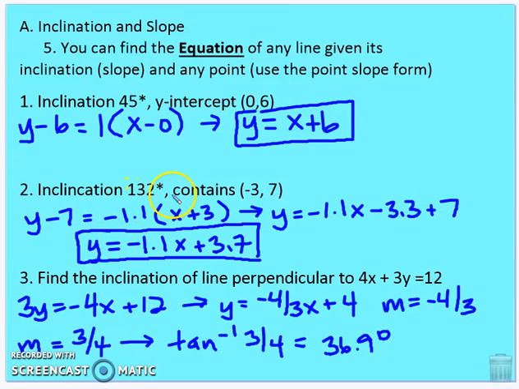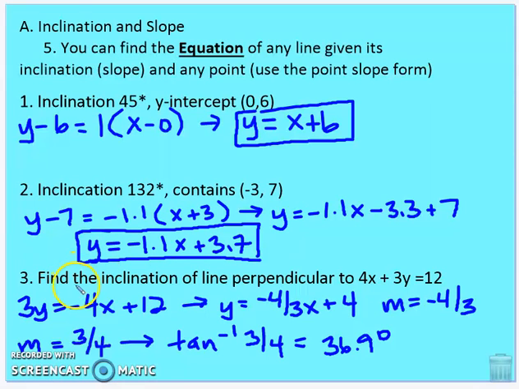Inclination of 132 degrees. I figure out the tangent of 132 is negative 1.1. I write this in point-slope form. y minus 7 is equal to the slope, negative 1.1, or the tangent of 132 degrees, times x minus a minus 3, or x plus 3, which is rewritten as y is equal to negative 1.1x minus 3.3, plus the 7 that was added from the left-hand side, and then simplifying, y is equal to negative 1.1x plus 3.7.